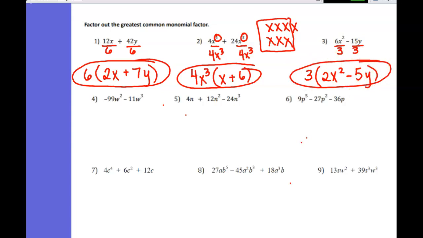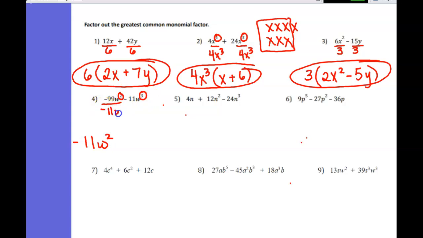Okay, so if you have a coefficient that is negative, a leading coefficient that's negative, make sure you factor out a negative factor, okay? So if I looked at negative 99 and negative 11, I'm actually going to factor out a negative 11. And my w is going to be squared because notice you've got 2 and 3. 2 is the lowest number. So we're going to factor out a negative 11 w squared.